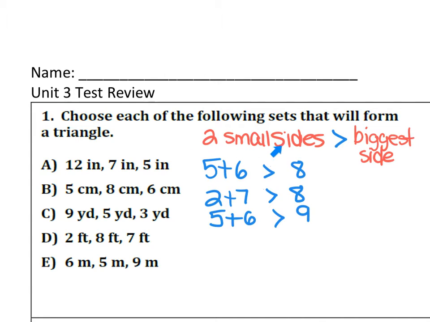The two small sides must be larger than the biggest side. So when we go through, let's take a look at B. 5 and 6 is bigger than 8, so this one forms a triangle. 2 and 7, definitely bigger than 8, so that forms a triangle. And 5 and 6, bigger than 9, so that forms a triangle. So we are going to circle B, D, and E.